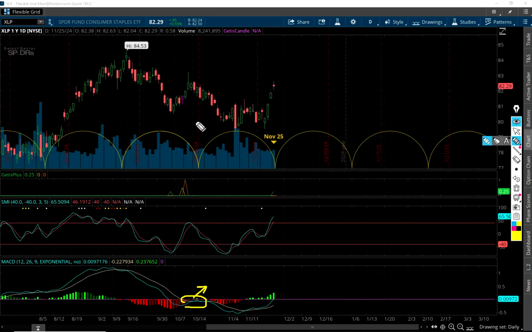Gap up. That's another thing I like to understand. This is an ETF. How did it gap up overnight? Someone explain it to me.